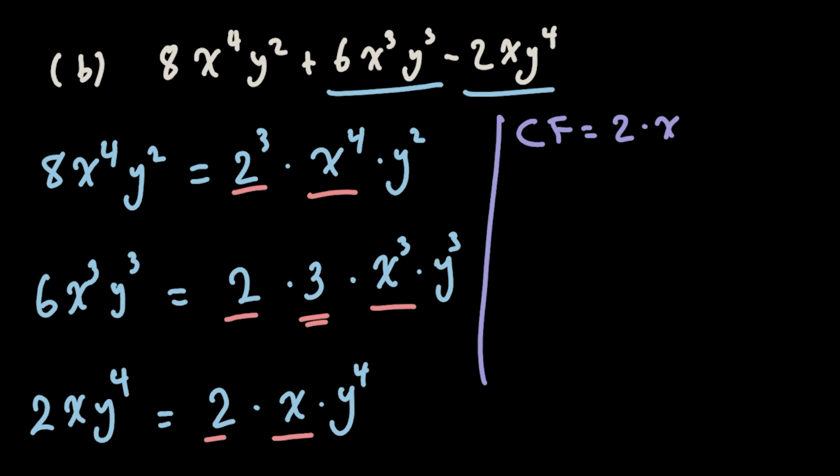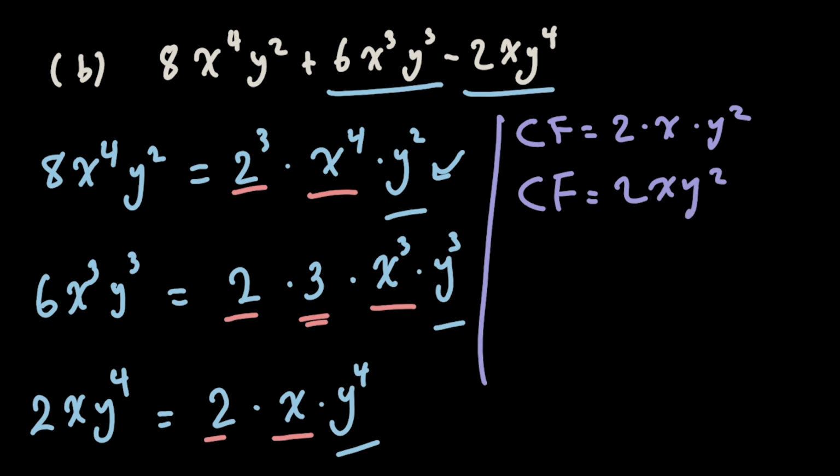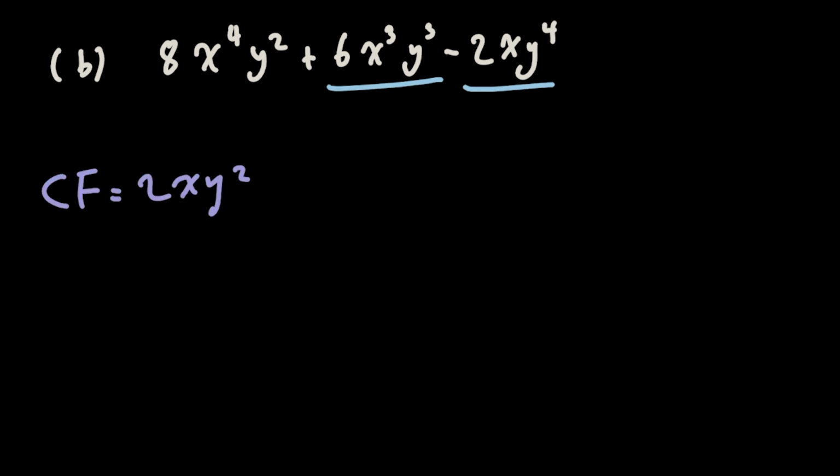Let's see the next variable. Here we have y to the power 2, y to the power 3, y to the power 4. So we'll use the least, which is y to the power 2. So the common factor is 2xy to the power 2. So we'll just take it out. We'll have 2xy to the power 2.